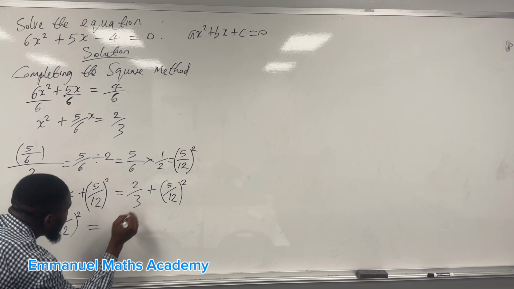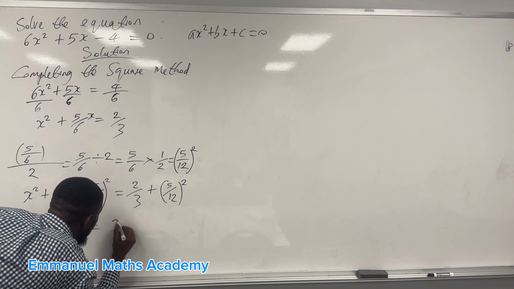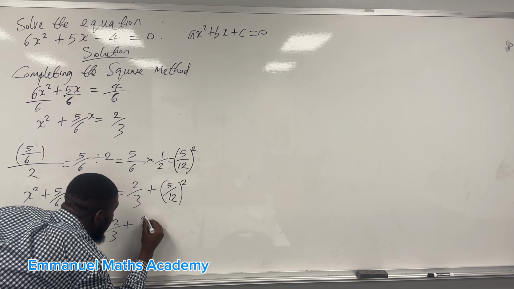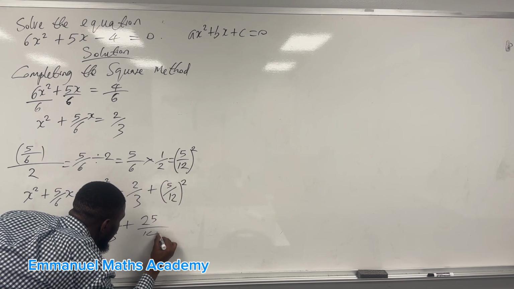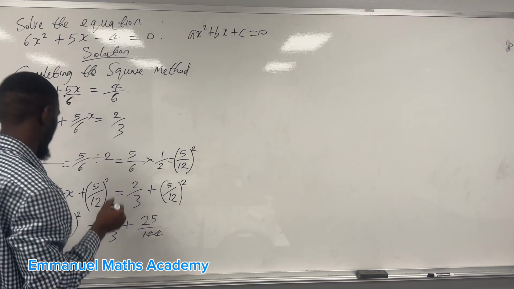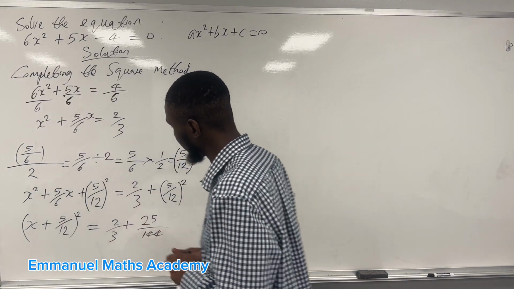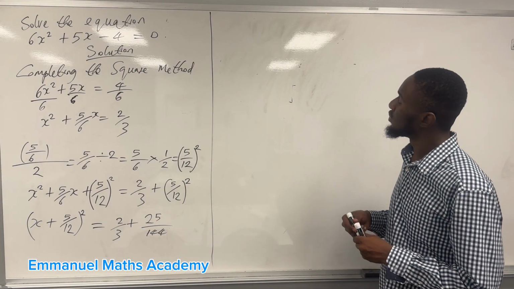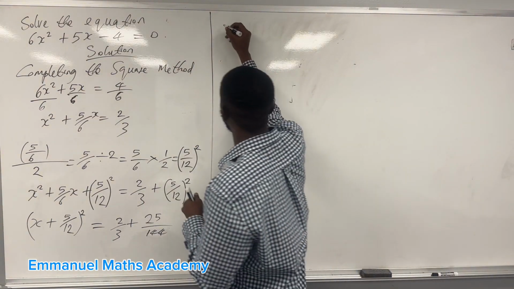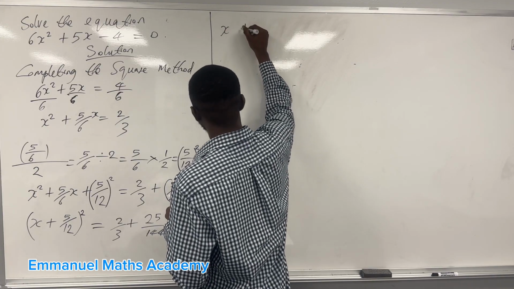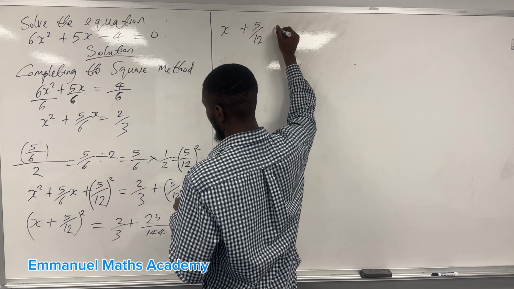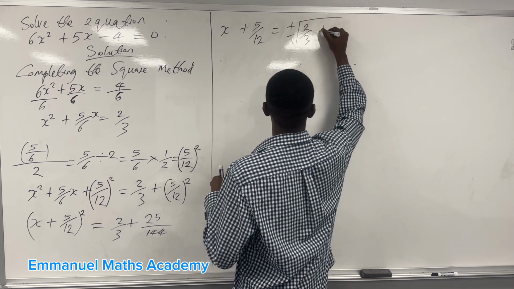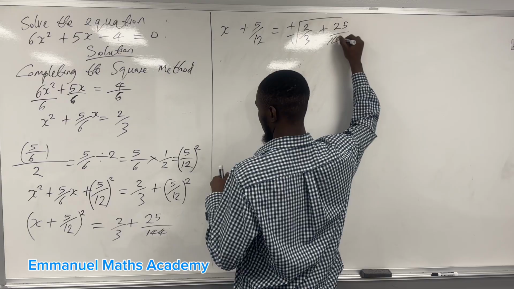Then for the right-hand side of the equation, you have 2 over 3 plus, this will give you 25, this will give you 144. So from these two, if you want to eliminate the square here, you do what? You take square root of both sides. If you take square root of both sides, you have x plus 5 over 12 equal to plus or minus the square root of 2 over 3 plus 25 over 144.